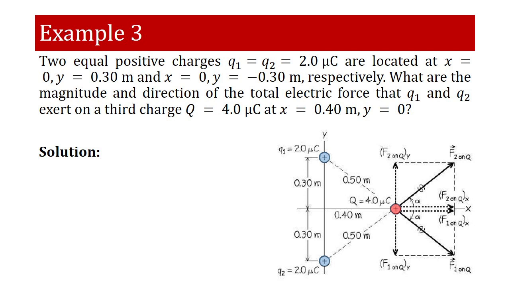Okay? So you have there your x and y axis. Charge 1 is at 0.3. Charge 2 at 0, negative 0.3. And charge Q, the red one, is at 4. Its coordinate is at (4, 0).